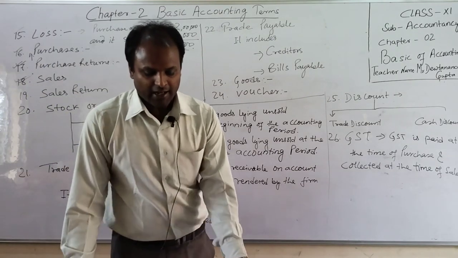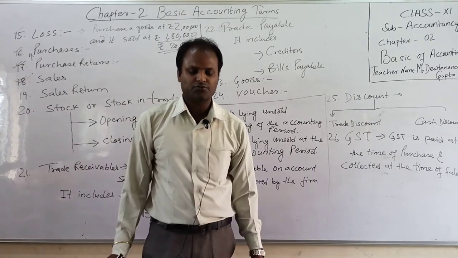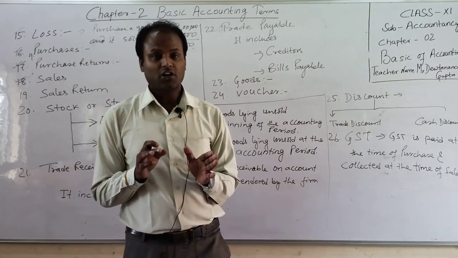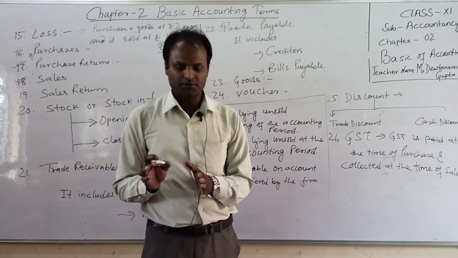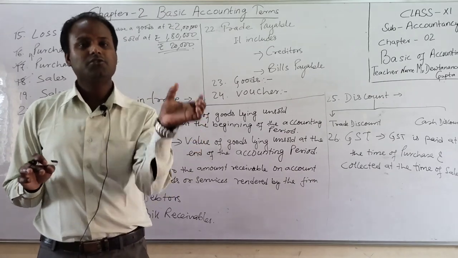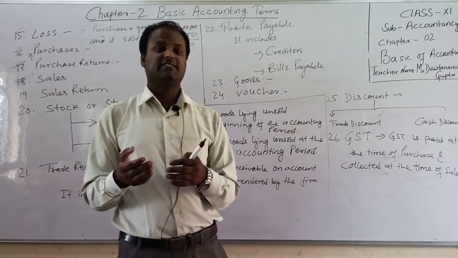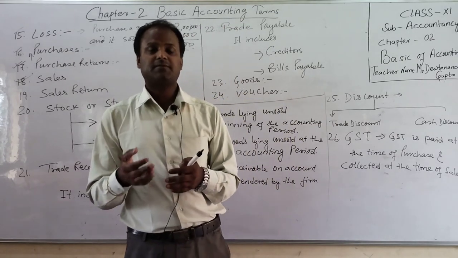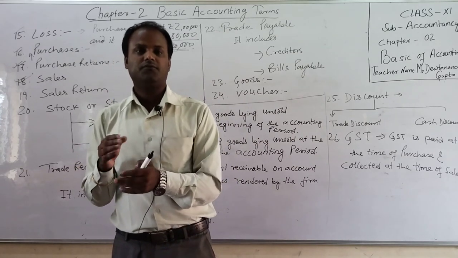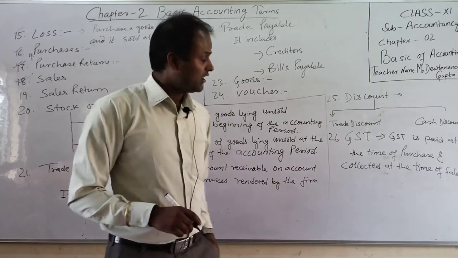Now let us go to sales. Sales means transfer of ownership of goods or services to a customer for a price. For example, Tarun sells a computer to Barun. The ownership of the computer transfers from Tarun to Barun, that is called sales. It is meant for resale. Whatever the businessman has purchased and sold to another person is termed as sale.